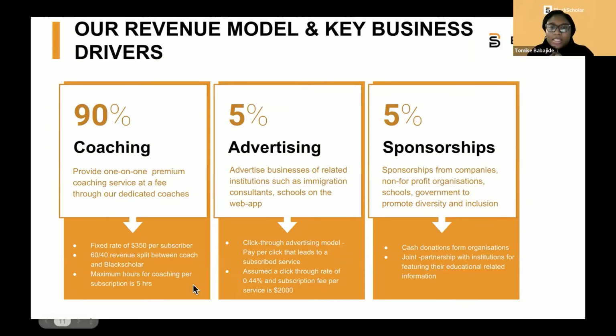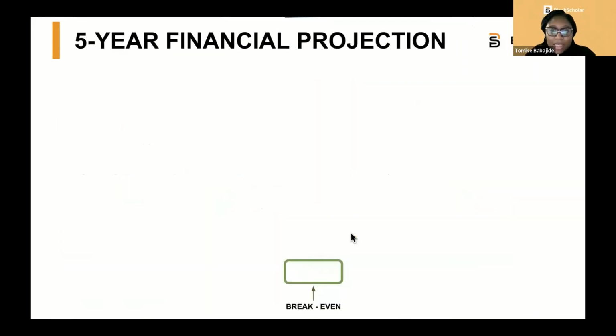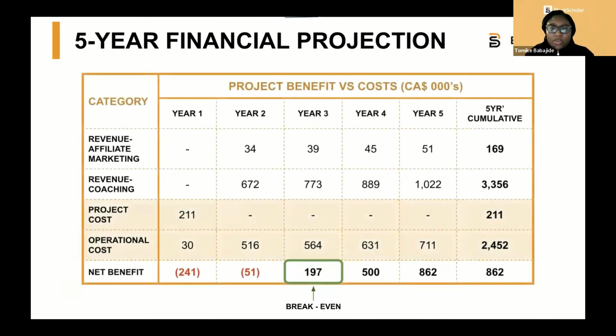We plan on splitting it 60-40 with our coaches. We also plan on getting revenue through advertisement, and also sponsorship. The next page will show you our financial projections for the next 5 years. For our financial projections, we anticipate breaking even in our 3rd year.